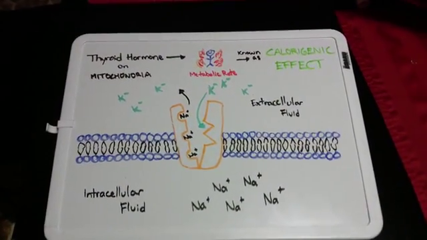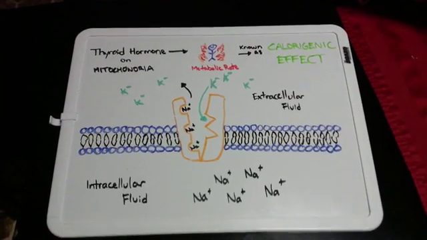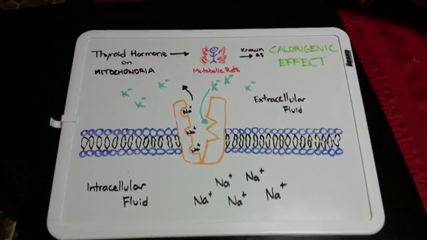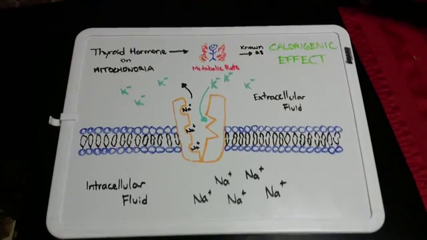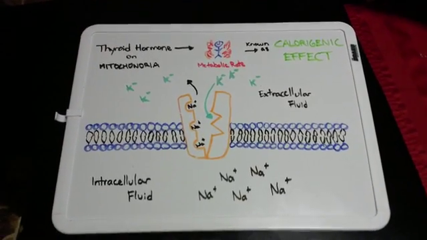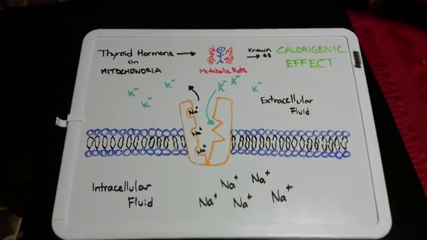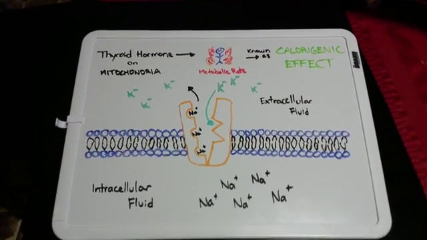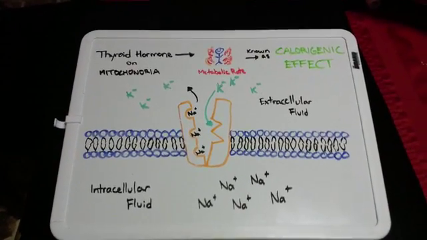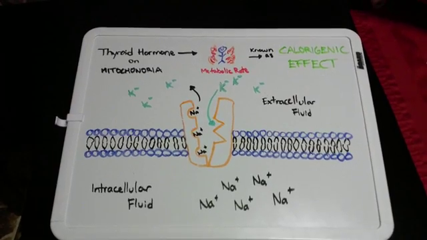The effect of the thyroid hormone on the mitochondria increases the metabolic rate of the cell and is called the calorigenic effect. It results in heat being generated, increasing body temperature, and also increases our metabolism.